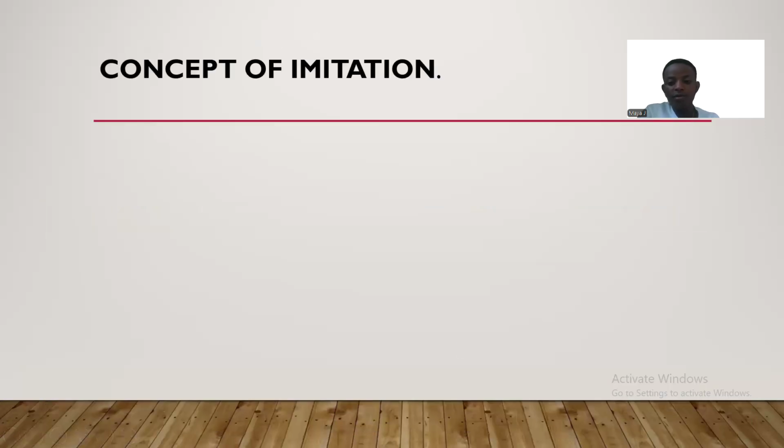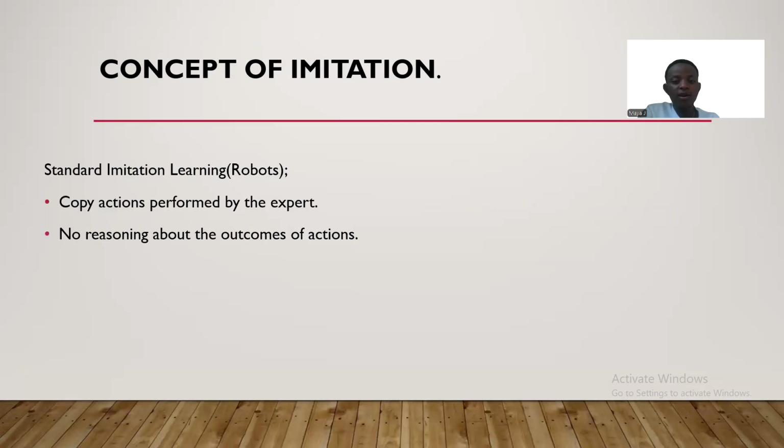So moving on to the concept of imitation. So imitation, training the model is trying to imitate the behavior of the expert. So it copies the actions performed by the experts and there's particularly no reasoning about the outcomes of the actions.